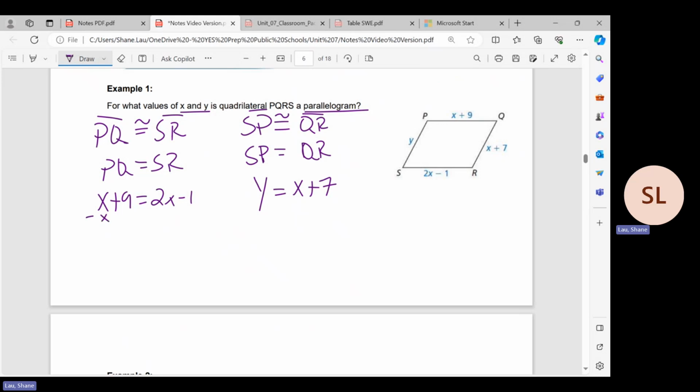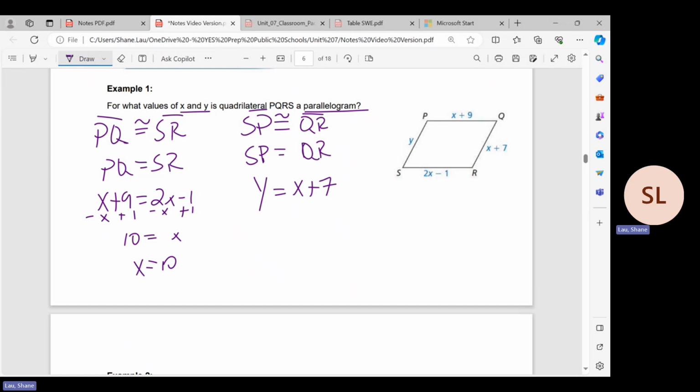So of course, we're going to subtract x on both sides. We'll add 1 on both sides. We get 10 equals 2x. Divide by 2. And we're going to get, or sorry, not x, not 2x. I apologize. That 2x minus x is going to make it to where we have only 1x. And therefore, we have 10 equals x. In other words, x equals 10.